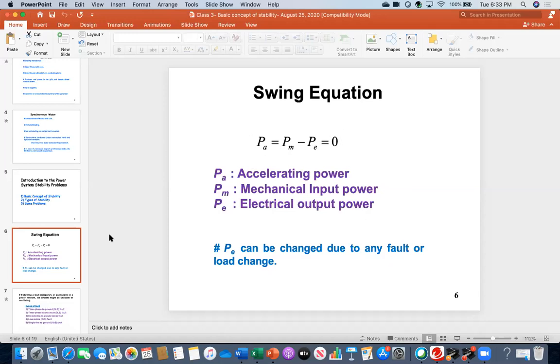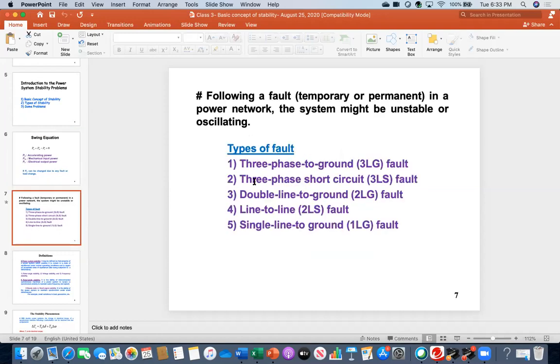Now, because I mentioned the fault, first of all, see what that fault is, and then we will look at some definitions of stability. What I have written here: following a fault, temporary or permanent, in a power network, the system might be unstable or oscillating. Depending on the situation and the type of fault, the system might be fully unstable or could be oscillating. Here I have written down the types of fault: three-phase to ground fault, called by the symbol 3LG, three-phase short circuit, 3LS, double line to ground fault, 2LG, line to line, 2LS, and single line to ground, 1LG.